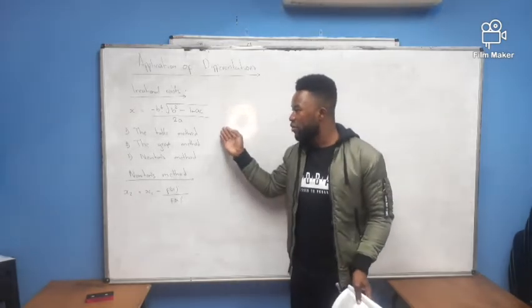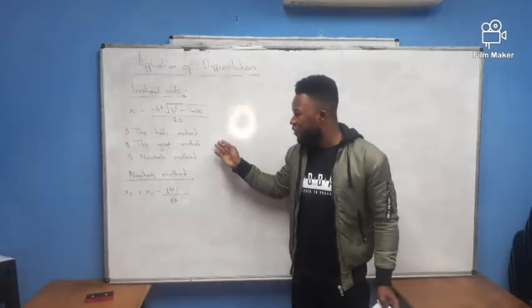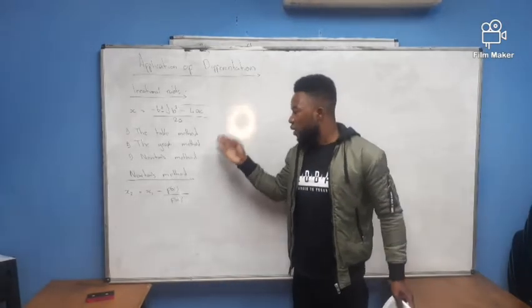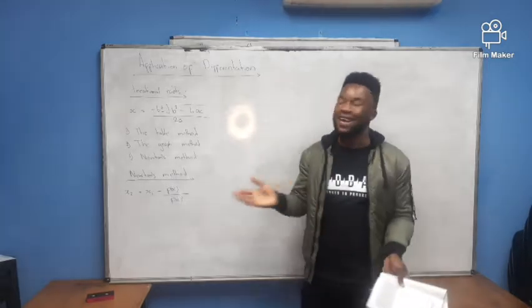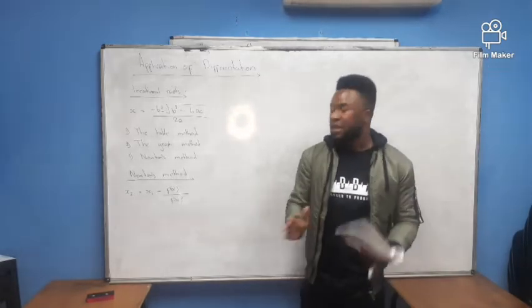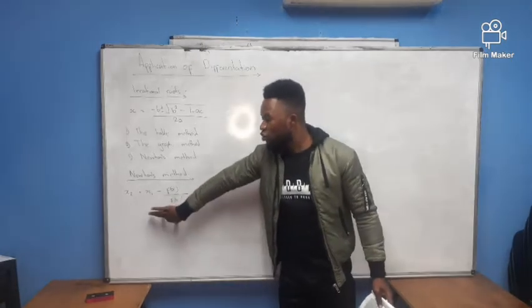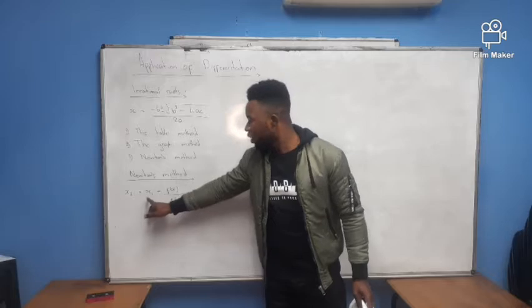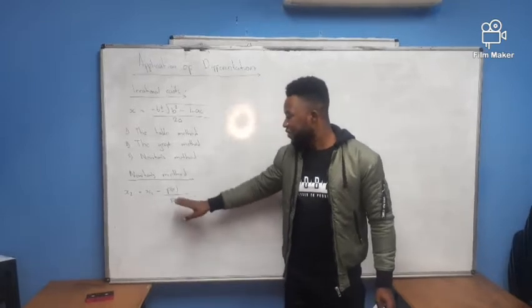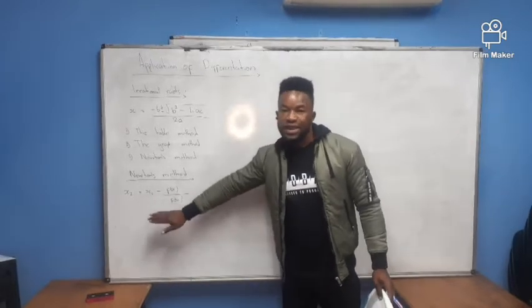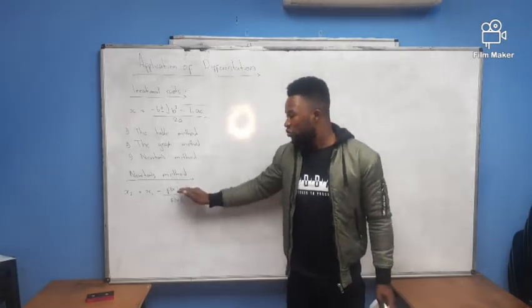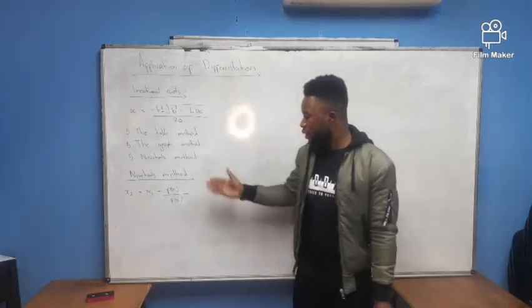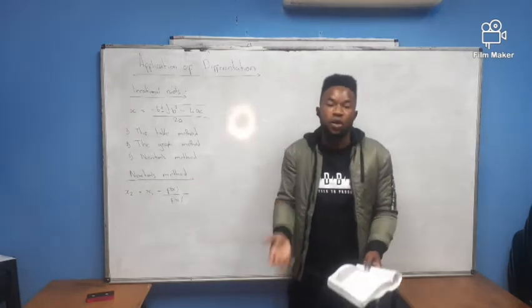We can either use the table method, or the graph method, or what we call Newton's method, or sometimes they call it the Taylor method. On the Newton method, there's a formula that you use. It says for you to find the root, x2 is equal to x1 minus f of x divided by f prime of x, the derivative. Which means you are going to derive your function, which will be given, to get your f prime of x.